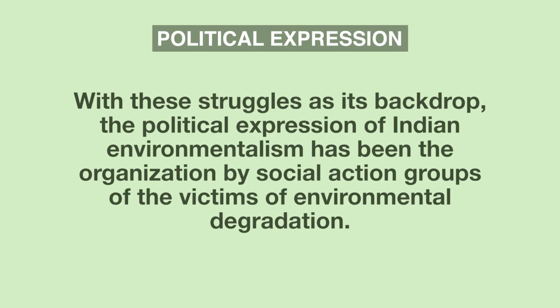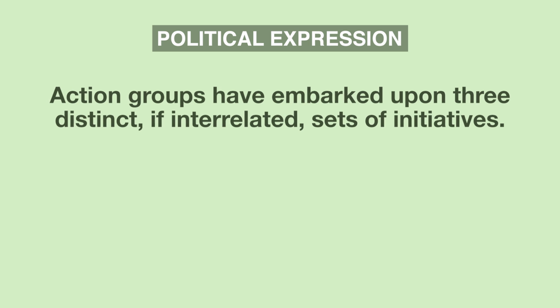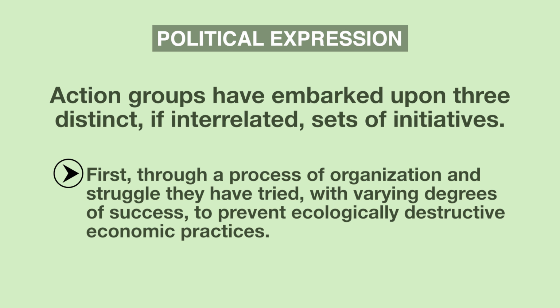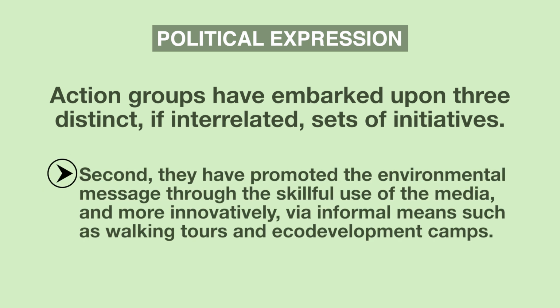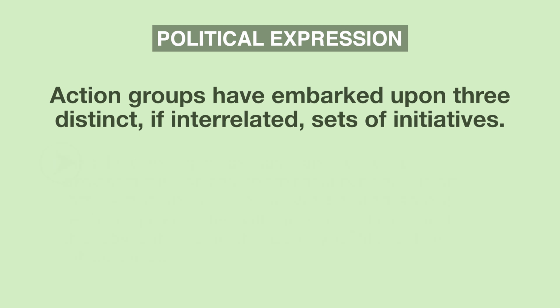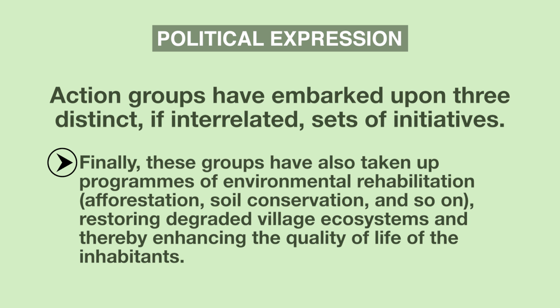With these struggles as its backdrop, the political expression of Indian environmentalism has been organized by social action groups of the victims of environmental degradation. Action groups have embarked upon three distinct, if interrelated, sets of initiatives. First, through a process of organization and struggle, they have tried, with varying degrees of success, to prevent ecologically destructive economic practices. Secondly, they have promoted the environmental message through the skillful use of the media and, more innovatively, via informal means such as walking tours and eco-developmental camps. Finally, these groups have also taken up programs of environmental rehabilitation, restoring degraded village ecosystems and thereby enhancing the quality of life of the inhabitants.